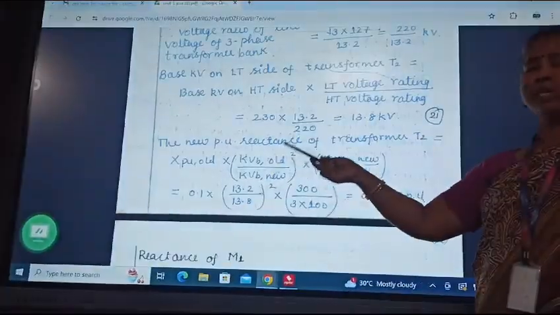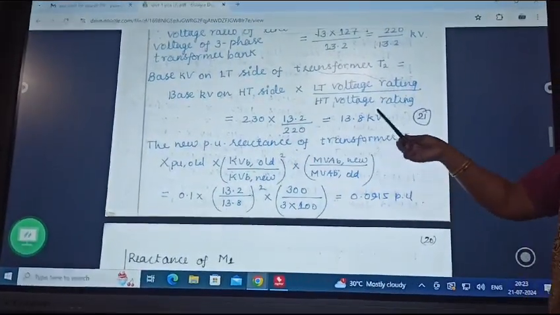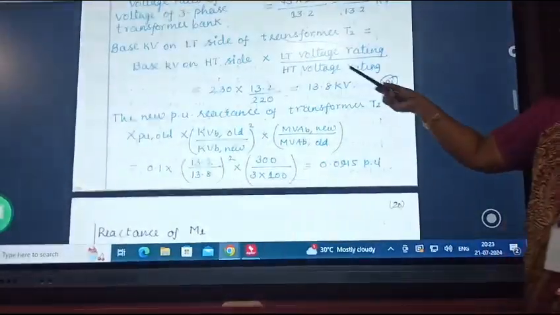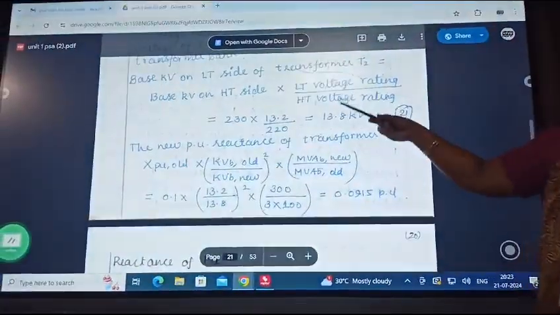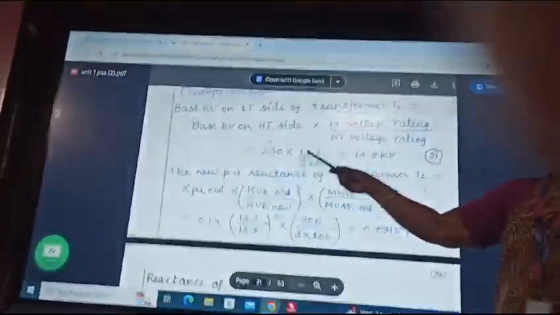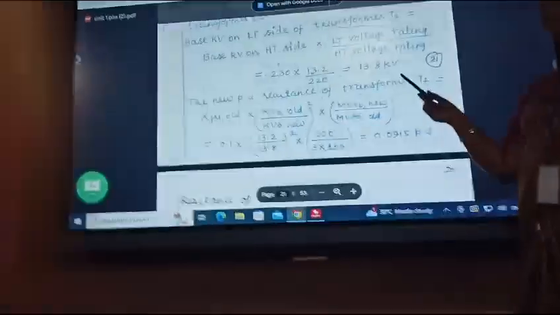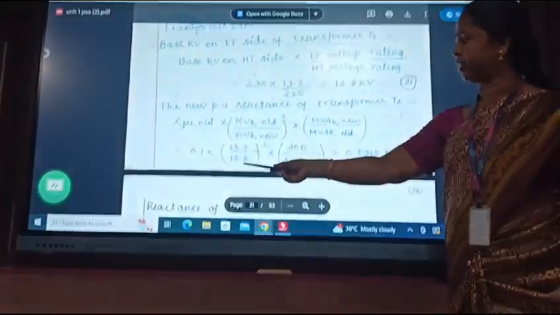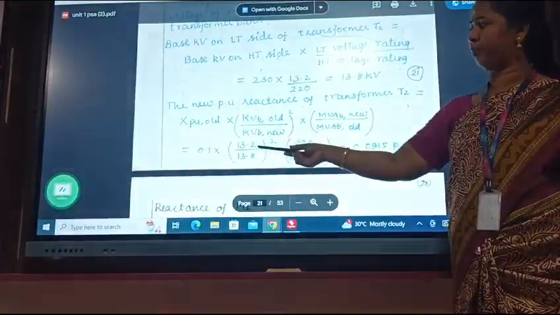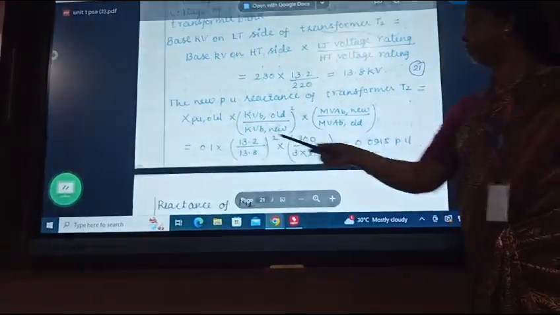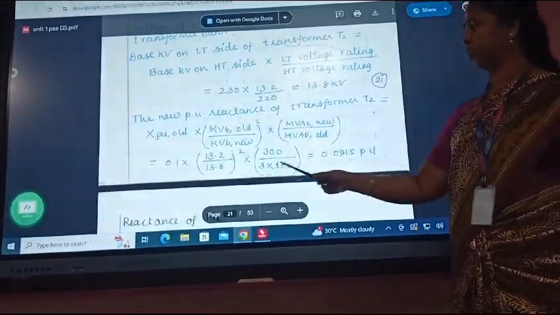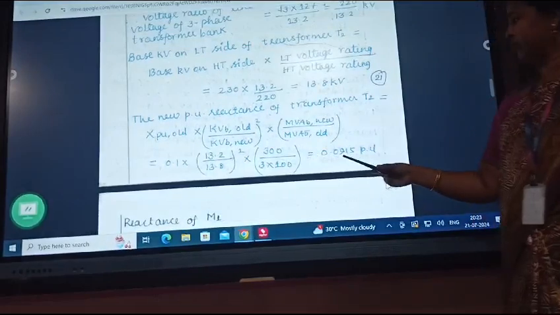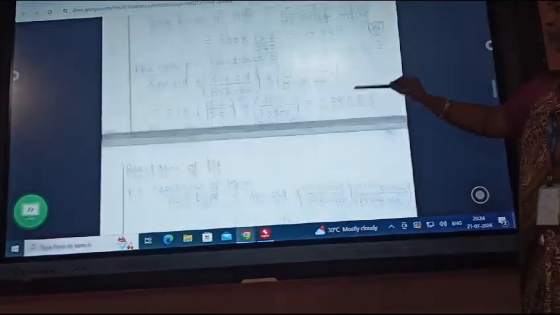Here I have taken the LT side rating, which we calculated with the help of this formula. Base kV on the LT side of transformer T2 is base kV on the HT side into the LT by HT rating. So 230 into 13.2 divided by 220 gives us 13.8. That will be the base kV new on the LT side, and your kVB old on the LT side of transformer T2 is 13.2. So your XP old is 0.1, your MVA new is always 300, and MVA old is 3 into 100, that is 300. So this will cancel, and you will get 0.0915. This is for transformer T2.